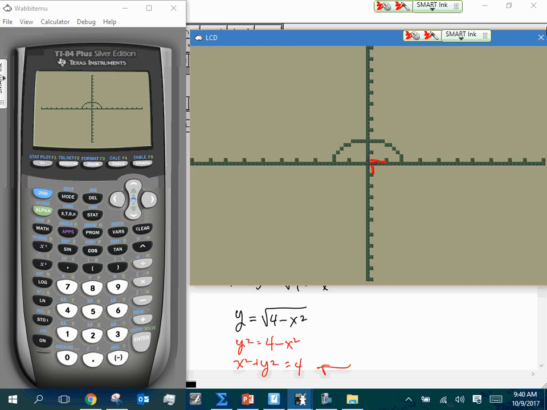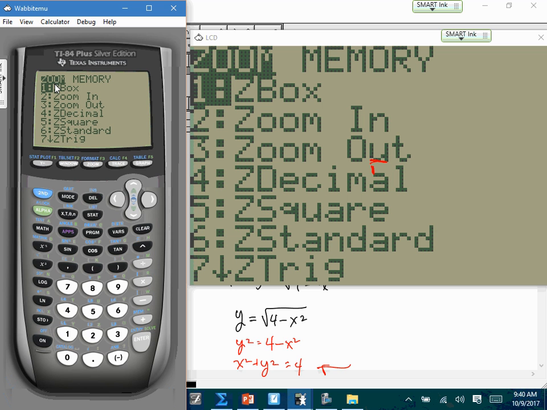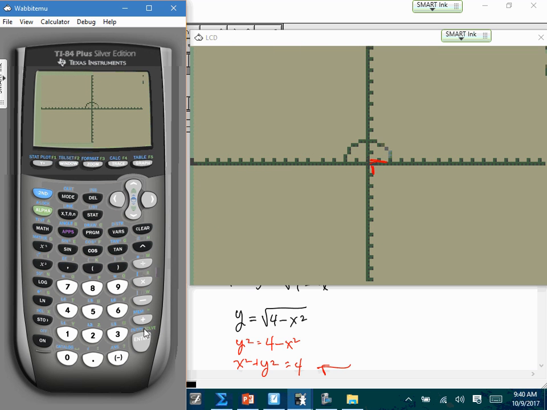Okay, so in order to fix that, we can do a couple different things. We go to the zoom key. All right, and standard is what it's in right now. 6 is what your calculator, for the most part, is probably in. If you bought it from the store and that's the first time you opened it, it's in 6. Zoom standard is the default way of graphing. Okay, but I want to go to zoom square, and it's actually going to put in more x values.